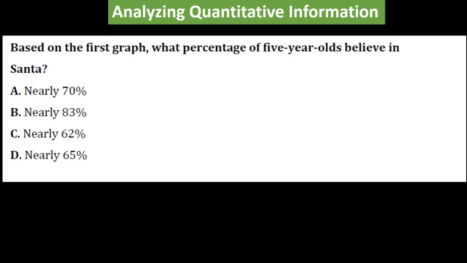And now we have what we call quantitative information. By quantitative information, we mean information that is included in graphs and tables and charts and things like that. Now here it says, based on the first graph, what percentage of 5-year-olds believe in Santa Claus? Choices: nearly 70%. Again, this quantitative information is found in the graph, and you need to understand how to read a graph or a chart or a table.